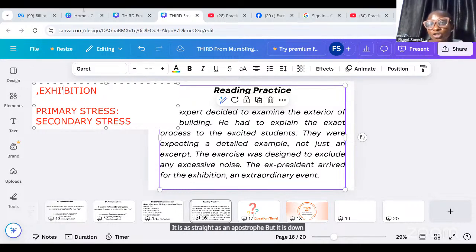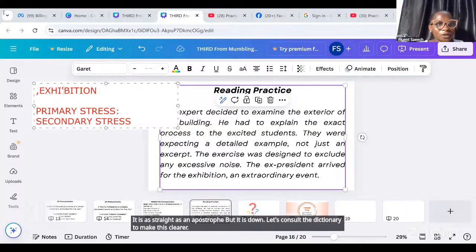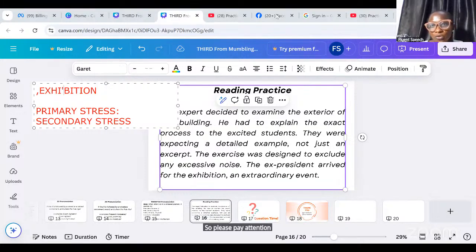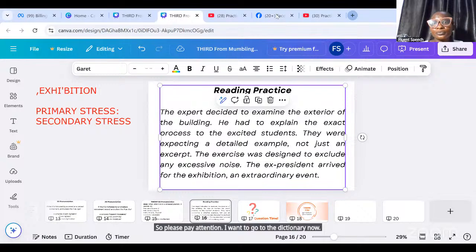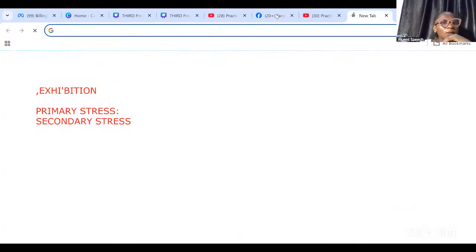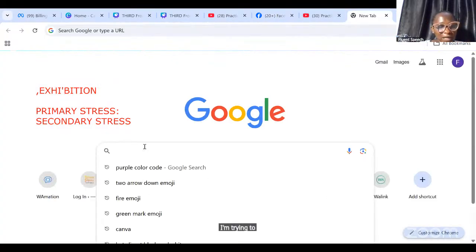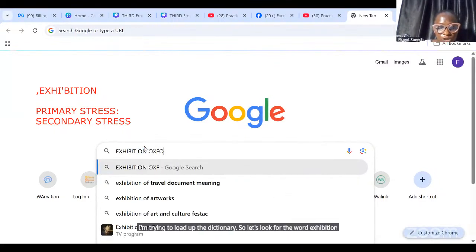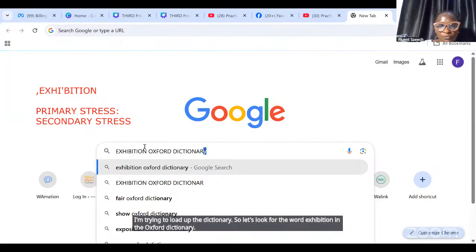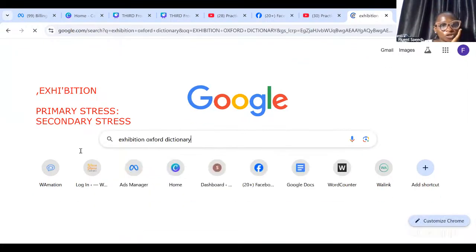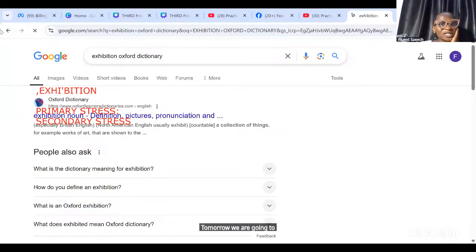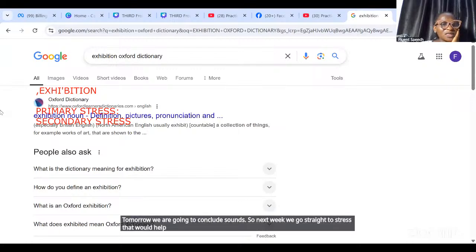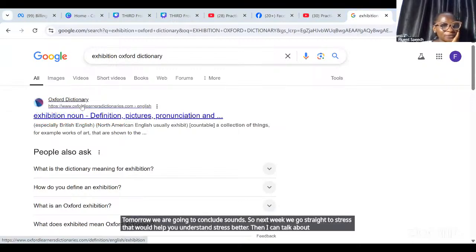Let's consult the dictionary to make this clearer. So please pay attention. I want to go to the dictionary now. I'm trying to load up the dictionary. So let's look for the word exhibition in the Oxford Dictionary. Tomorrow we're going to conclude sounds. So next week we go straight to stress. That would help you understand stress better. Then I can talk about everything around stress. So this is the Oxford Dictionary. It's loading.